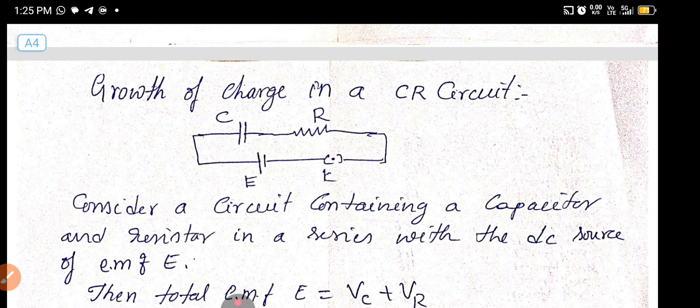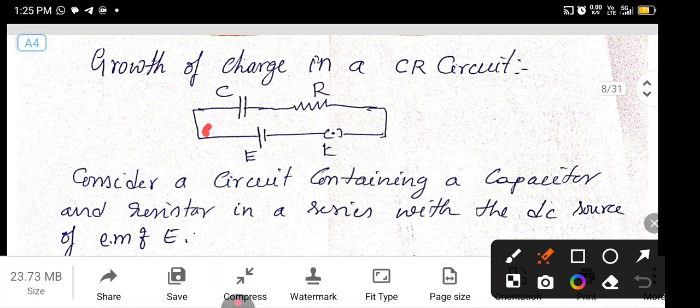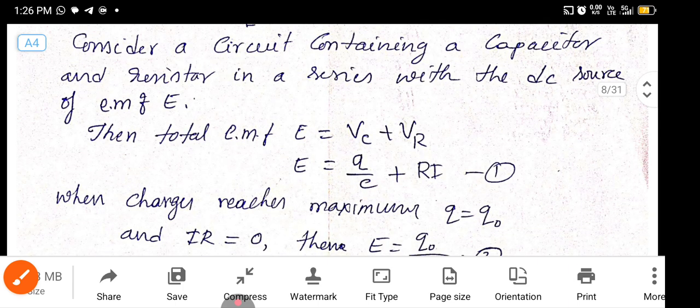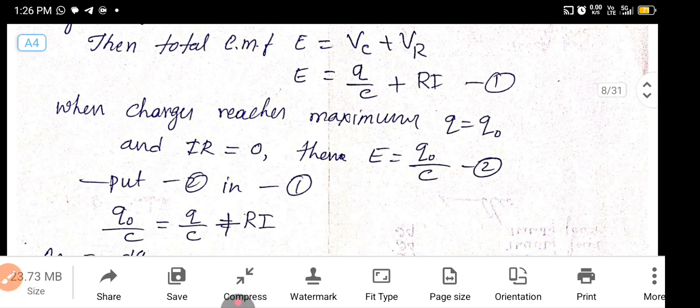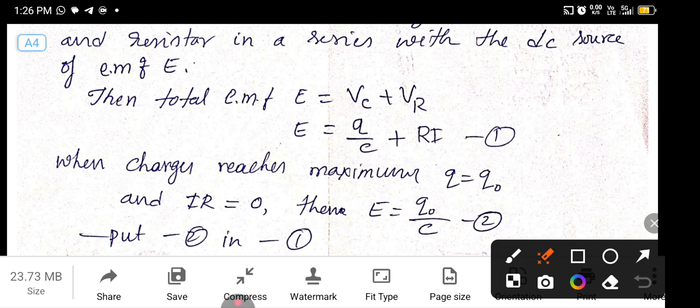When you connect this in series with the voltage E, then the total voltage is the sum of the voltage across the capacitance and resistance. Then the total EMF is given by E equal to voltage across capacitance plus voltage across resistance. We know that the voltage across capacitance is charge per capacitance, that is Q by C, and as usual the voltage across resistance is VR equal to R into I.